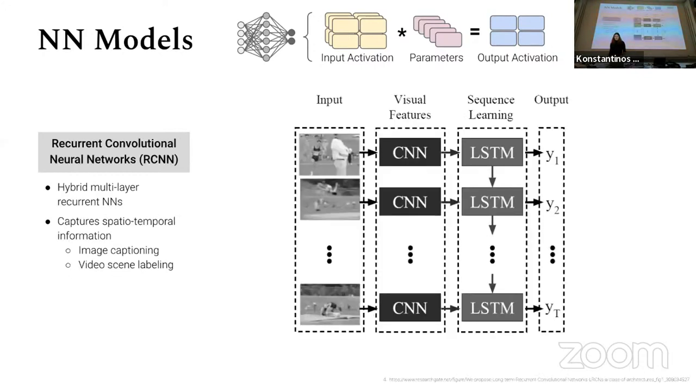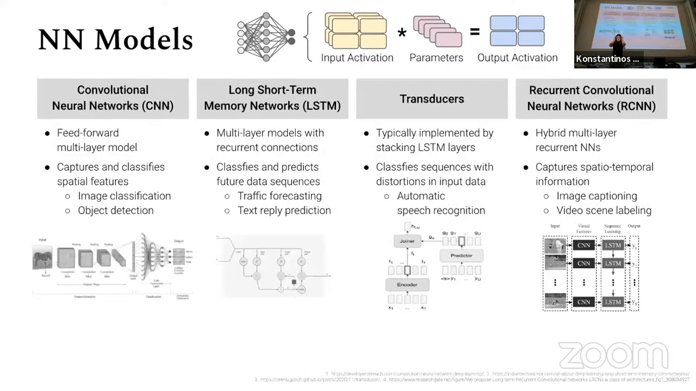input. And then finally, we have recurrent convolutional networks, which are hybrid multi-layer recurrent networks. And they usually consist of first CNN models, which are used to extract features. And then these features are fed into LSTMs, which from these features try to make predictions out of your sequences, so they can capture spatiotemporal information, for example, image captioning or video scene labeling. These are basically the four NN models that are currently very frequently used.